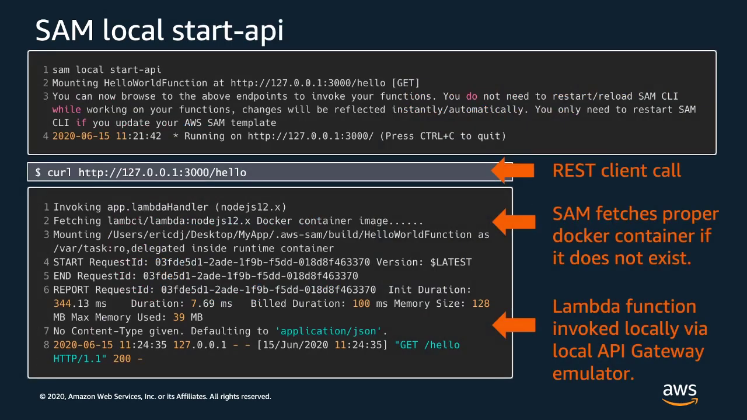All right, so let's look at SAM local start API. This is probably one of the more common ones you'll use. SAM local start API will mount and use a proxy style API Gateway to invoke your Lambda functions. And it'll tell you, okay, I'm mounting it here at 127.0.0.1:3000, and I have /hello, and it is a GET, right?